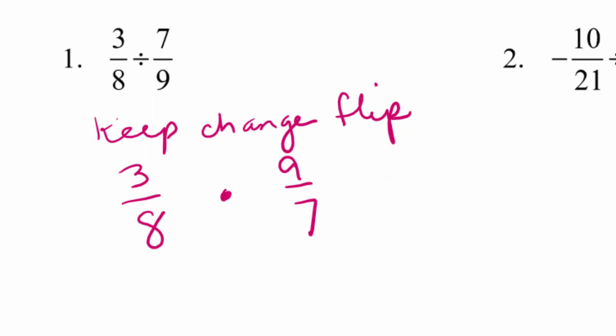Okay, and now we're going to go ahead and multiply straight across, see if anything reduces. And I'm not seeing anything. The 3 doesn't reduce with the 7 or the 8, and the 9 doesn't reduce with the 8 or the 7. So we can multiply straight across and go 3 times 9 is 27 over 8 times 7, which is 56.